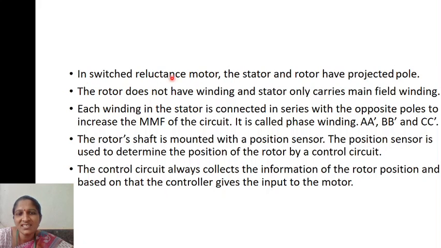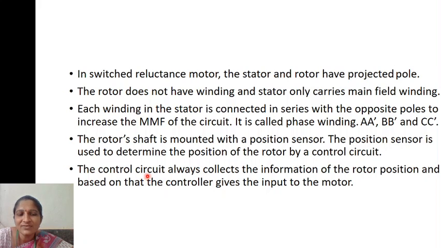In a switched reluctance motor, the stator and rotor have projected poles. The rotor does not have winding, and the stator only carries the main field winding. Each winding in the stator is connected in series with the opposite poles to increase the MMF of the circuit. It is called the phase winding A dash, B dash, C dash. The rotor's shaft is mounted with a position sensor. The position sensor is used to determine the position of the rotor by a control circuit.